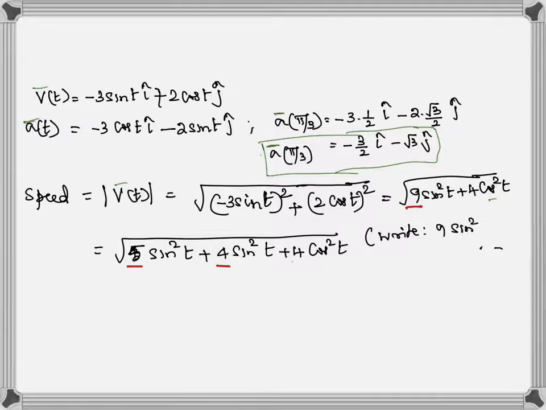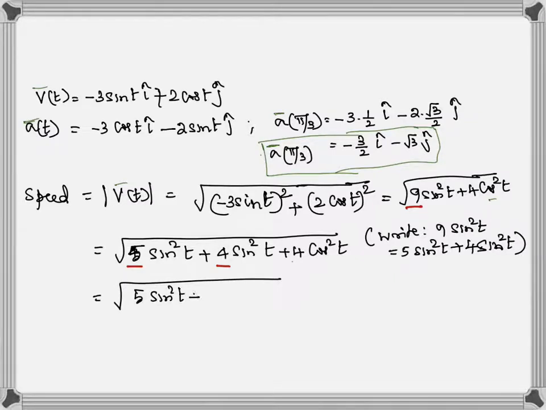So here we are writing 9 sine square t as 5 sine square t plus 4 sine square t. Within the radical we have 5 sine square t plus 4 times sine square t plus cosine square t, which equals 1 by the Pythagorean identity. So it becomes the square root of 5 sine square t plus 4. That is the speed of the particle.